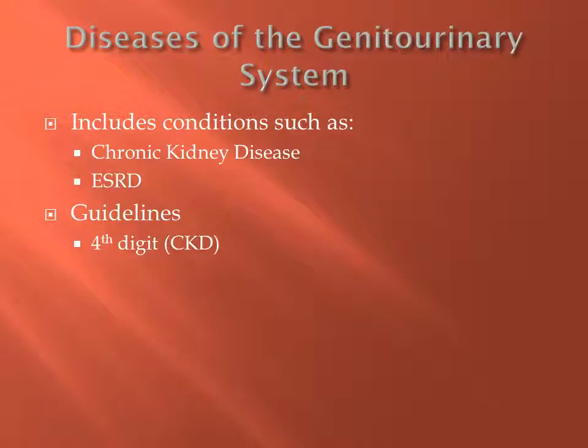Diseases of the genitourinary system. This includes conditions such as chronic kidney disease, or CKD, and ESRD, end-stage renal disease. Guidelines include the fourth digit of CKD to differentiate between the underlying stages of the CKD.